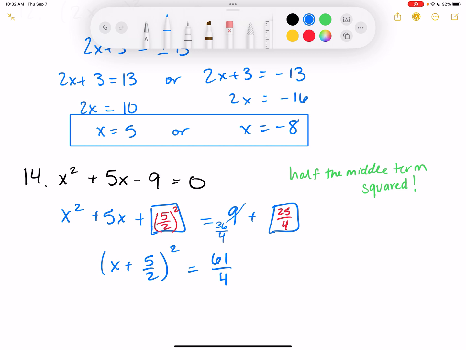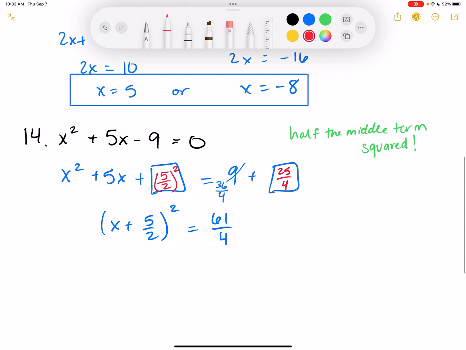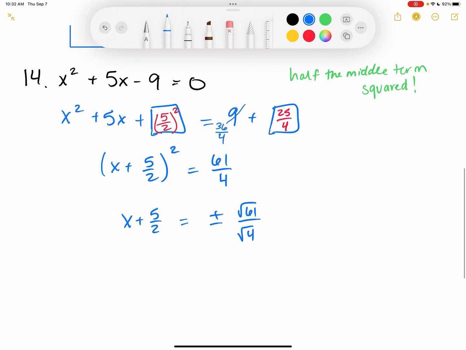So then I can take the square root of both sides. So that's going to give me x plus 5 over 2 equals plus or minus, and I'm going to go ahead and split it into two separate square roots. So the square root of 61 over the square root of 4. And we already know the square root of 4 is 2, so I'm going to go ahead and subtract this. So negative 5 over 2 plus or minus the square root of 61 over 2.